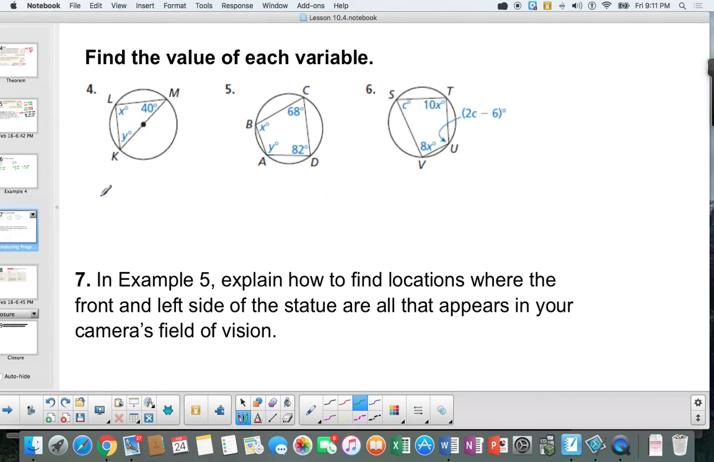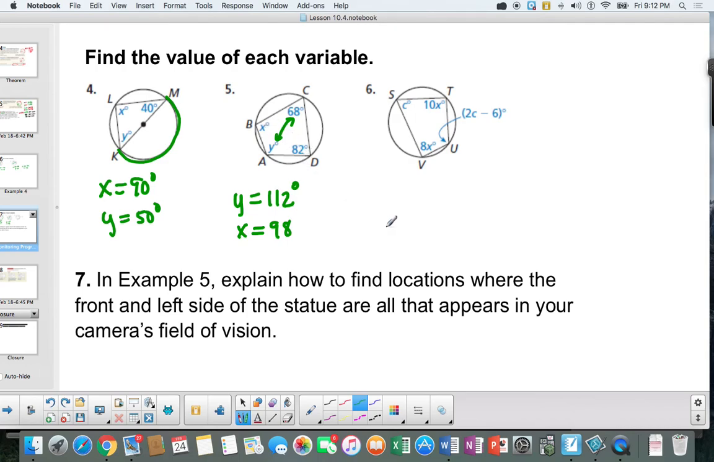All right, then let's go ahead and find the answers. X will be equal to 90, and that's because it's intercepting a semicircle, and Y will be equal to 50. And these three angles will add up to 180. These two angles are supplementary, so Y will have to be 112. 112 and 68 will add up to 180, and X will be equal to 98, because 98 and 82 will add up to 180.